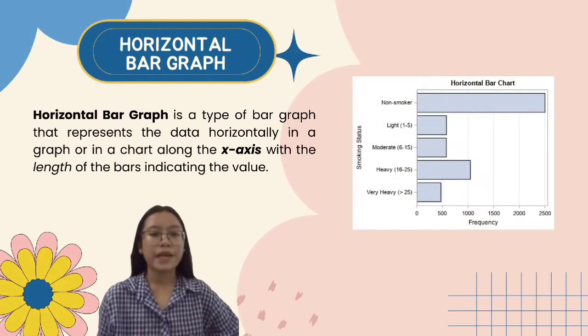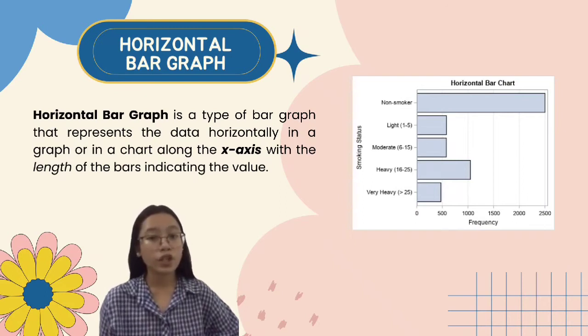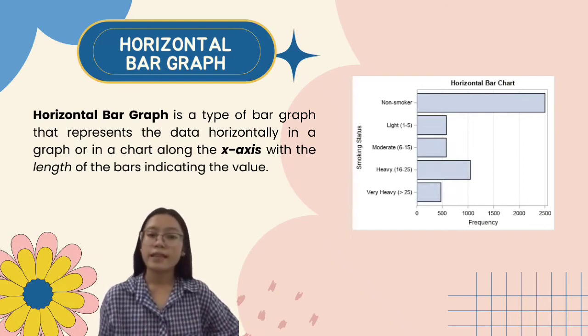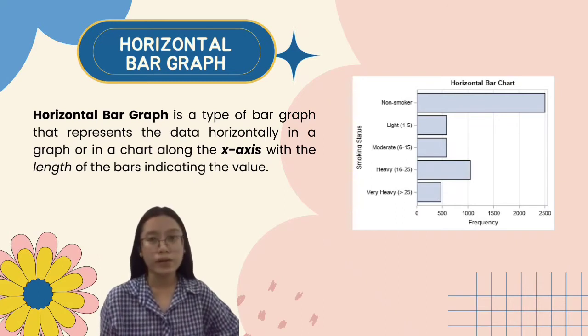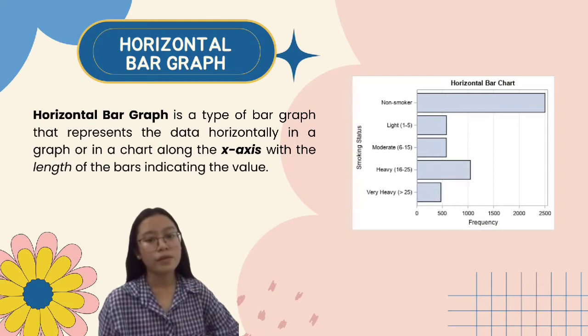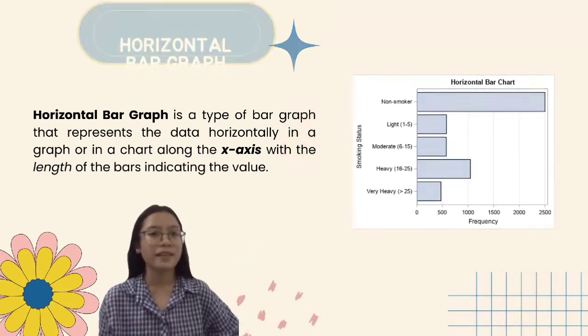Horizontal bar graph. If the group of data are represented horizontally in the graph or chart with the help of bars, then such graph is called a horizontal bar graph. It represents the data along the x-axis with the length of the bars indicating the value.